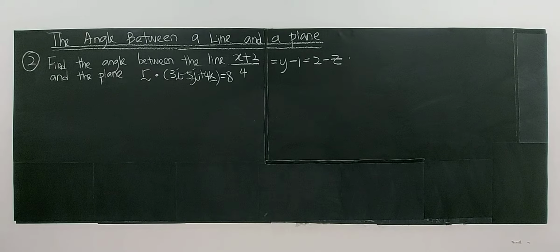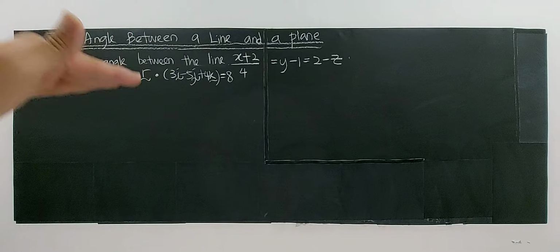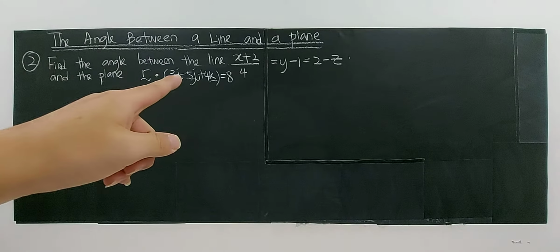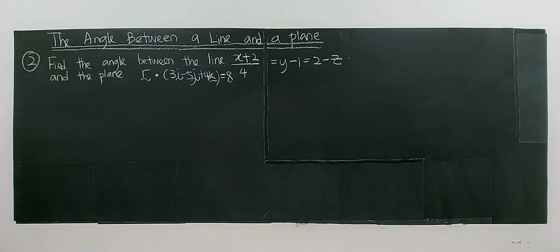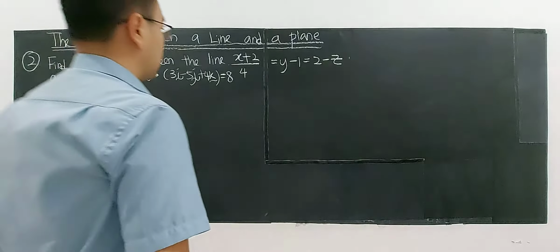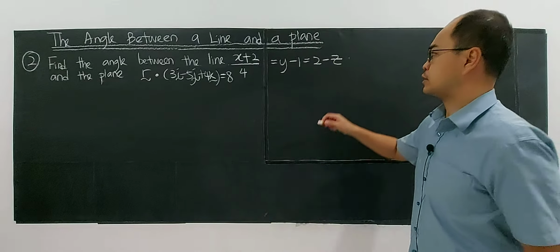Okay, let's continue with this example. Find the angle between the line and the plane. As you know, it is very important when you want to find an angle between a line and plane, plane and plane, or line and line, that the direction of the plane is indicated by the normal, and the line is indicated by the direction vector. So now we have to get the direction of the line first.